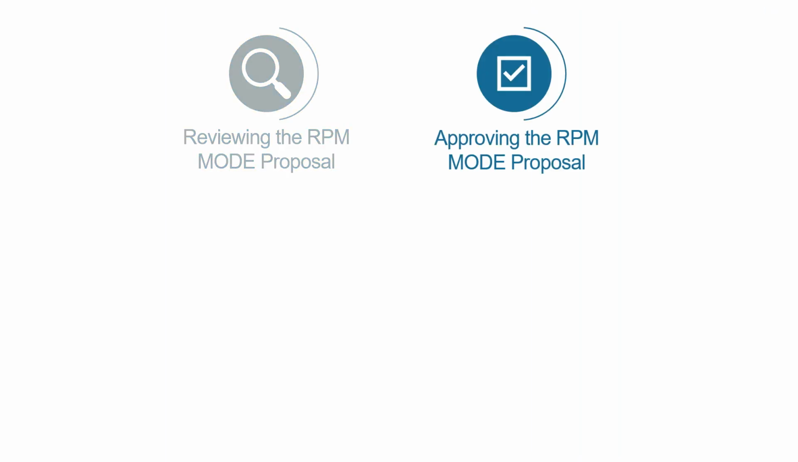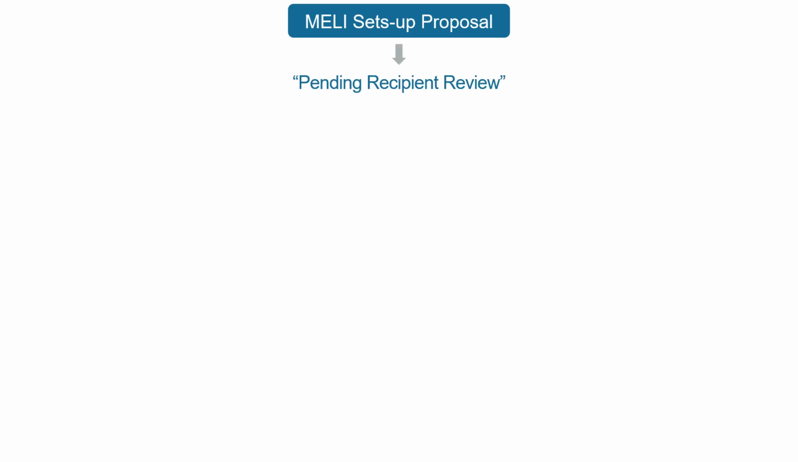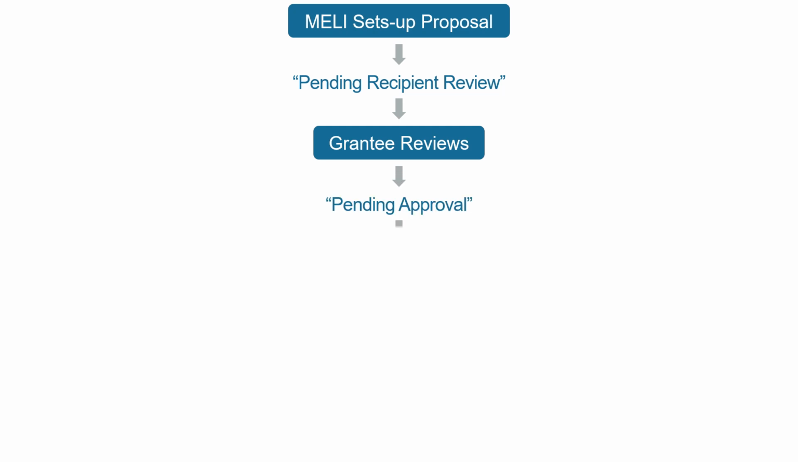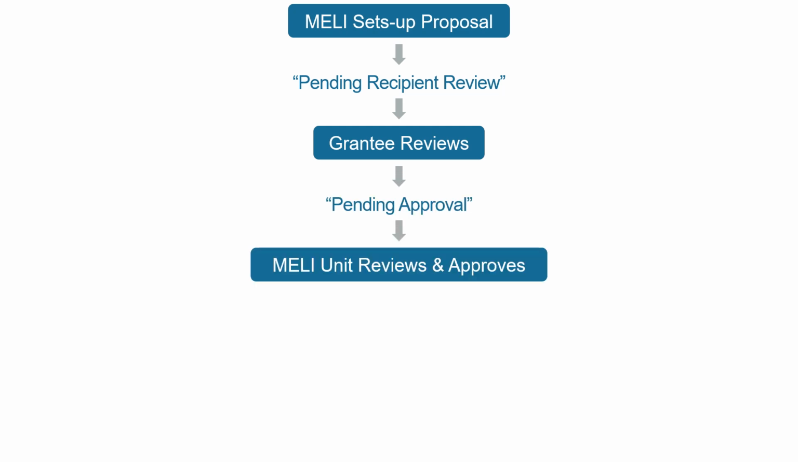In this training, we will cover approving the RPM mode proposal, starting with an overview of the approval process. First, MELI will set up your proposal and send it to you for an initial review, at which point the proposal status will change to pending recipient review. Once you have reviewed your indicators and targets, you will need to approve your RPM mode proposal, which will update its status to pending approval. At this point, MELI will review any changes you have made to the RPM mode proposal before giving their final approval. This will update the proposal status to pending recipient signature.